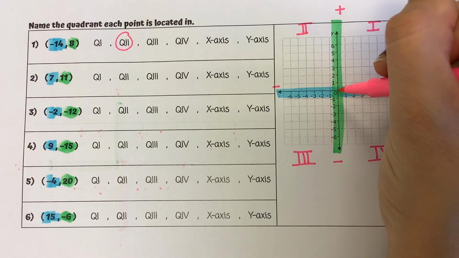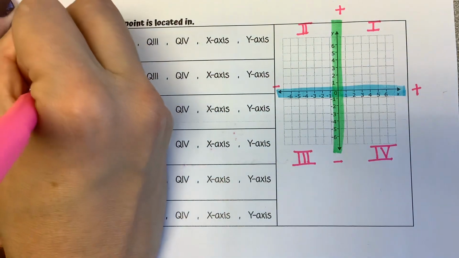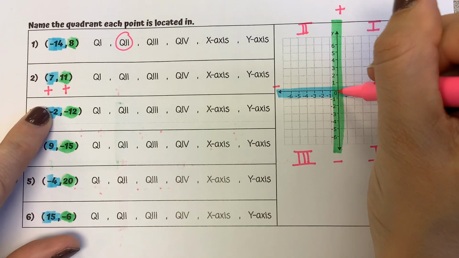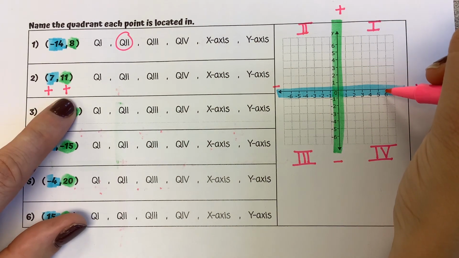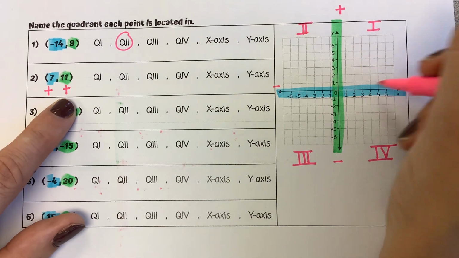Starting at the origin, my x value is positive, and if it helps you to write this, positive, positive. My x value is positive, so I'm going to the right. My y value is positive, so I'm going up. That leaves me in quadrant 1.